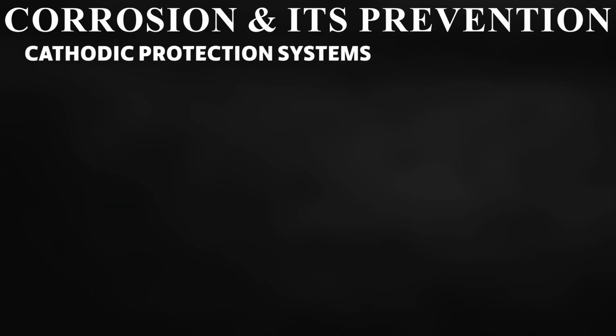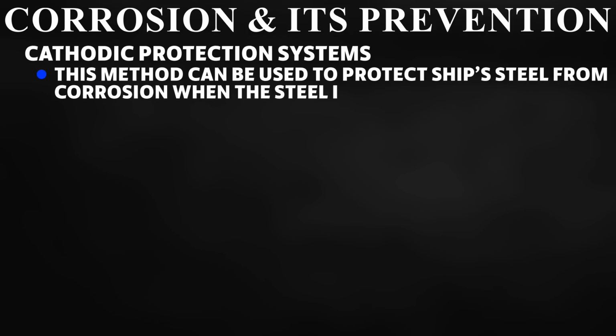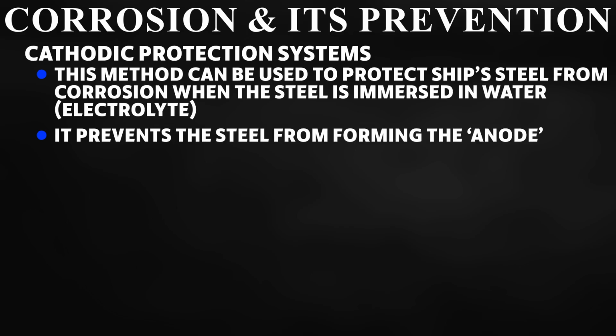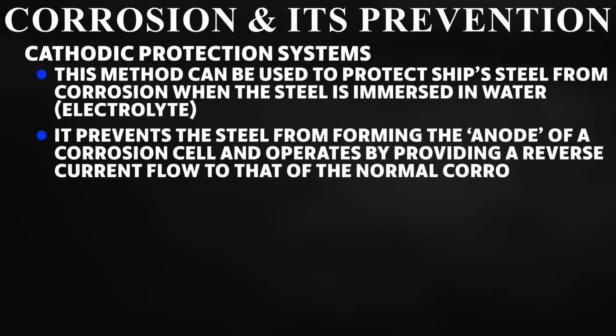Cathodic protection systems. This method can be used to protect a ship's steel from corrosion when the steel is immersed in water, the electrolyte. It prevents the steel from forming the anode of a corrosion cell and operates by providing a reverse current flow to that of the normal corrosion cell.